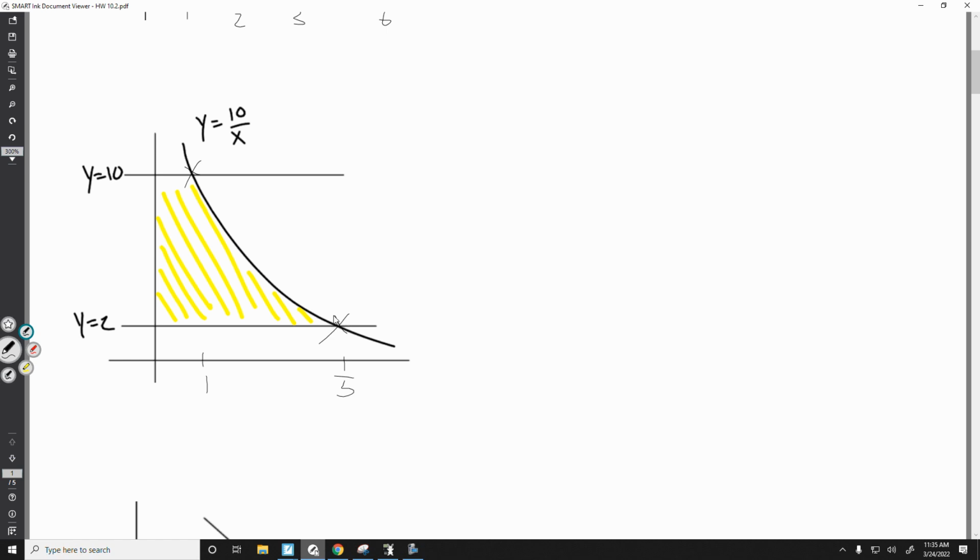Set up integral or integrals to find this area. What's different about this one? How many integrals do you need here? What would be in the integrals? Discuss with your neighbors, go. Write them down. Zero to 1 and 1 to 5 is correct.